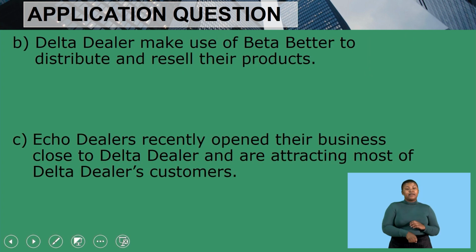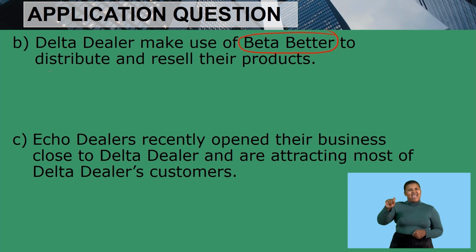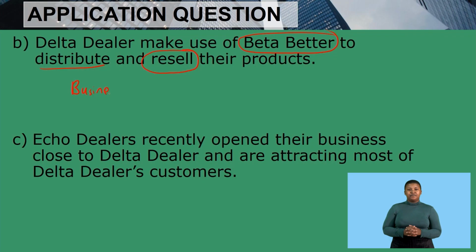Let's take a look at statement B. Delta dealer makes use of Beta to distribute and resell their products. So remember, when somebody distributes a business's products, they are called an intermediary. So this is the relationship here. It's between the business and its intermediary. So that's the relationship between the business and its intermediaries.